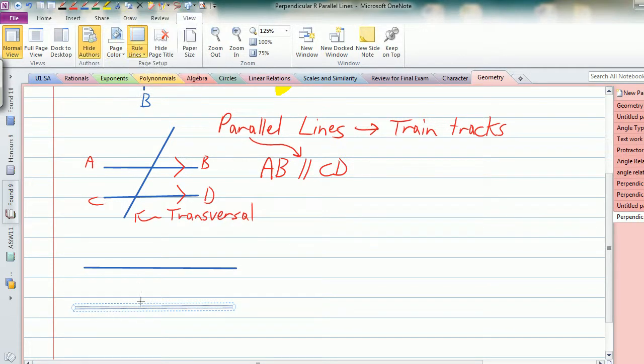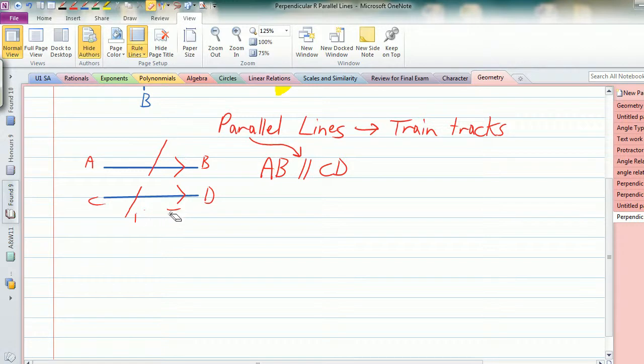Actually, you know what, I'll just use this one here. Okay. No, that's not what I need to do. Okay, so what I did is I just traced the transversal. All right, so I just traced the, excuse me, the transversal.